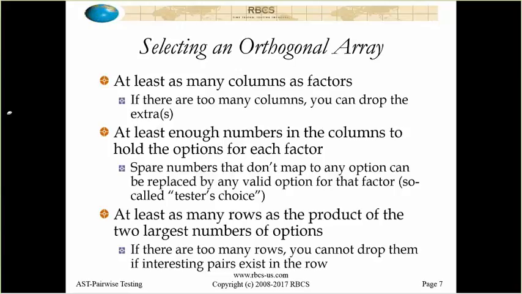Now, usually what happens is that 1 or 2 of the columns will end up having extra options. There will be options that don't equal the number of unique numbers in the column, and then you'll have these numbers left over. And what you do is replace those. The tradition is to replace those numbers with a tilde or an asterisk to indicate tester's choice. Basically, it's up to you as the tester when you run the test to pick whichever configuration you want.